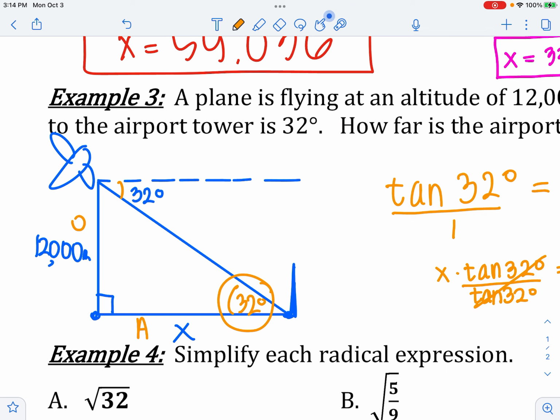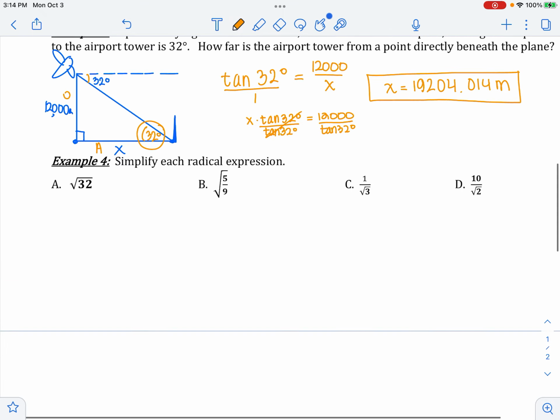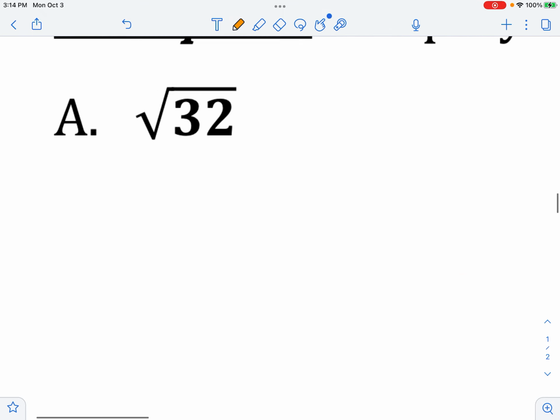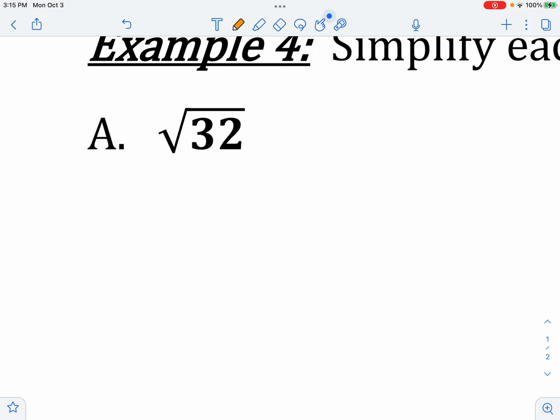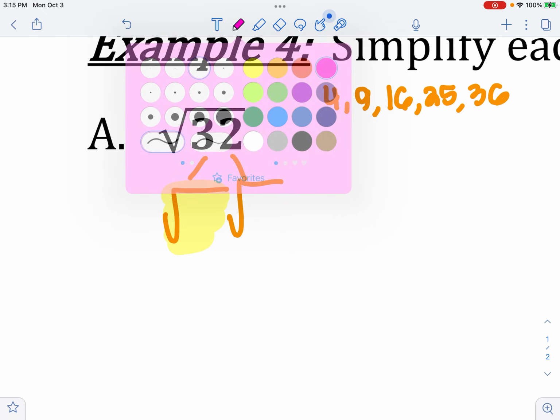All right, last but not least, this is just practicing on simplifying each radical, including rationalizing a denominator. Okay, so we need to simplify the square root of 32. 32 is not a perfect square, so we need to see if there are any perfect squares that go into it. If there's a perfect square that goes into it, we want to write it right here, and we want the biggest perfect square that goes into it. So I'm going to make a list of perfect squares. 1 squared is 1, but I never write that down because 1 goes into everything. 2 squared is 4, 3 squared is 9, 4 squared is 16, 5 squared is 25, 6 squared is 36, and I've already passed 32.